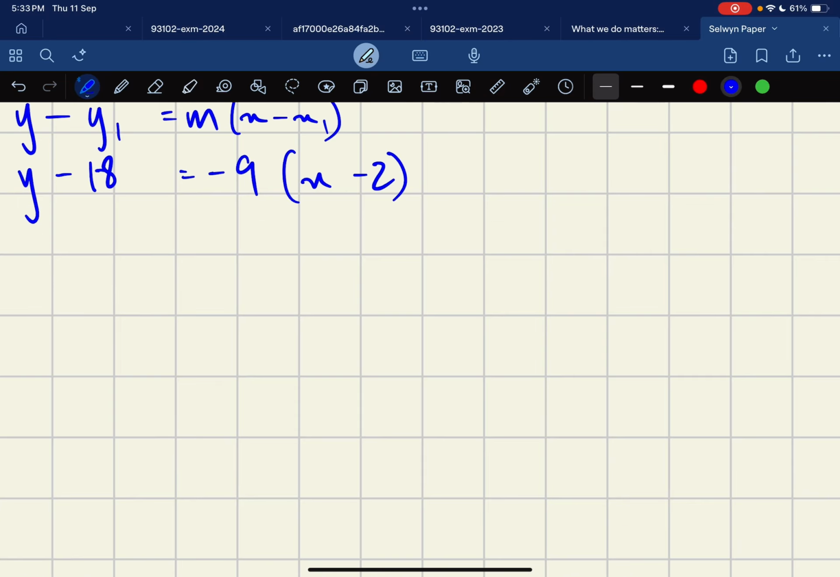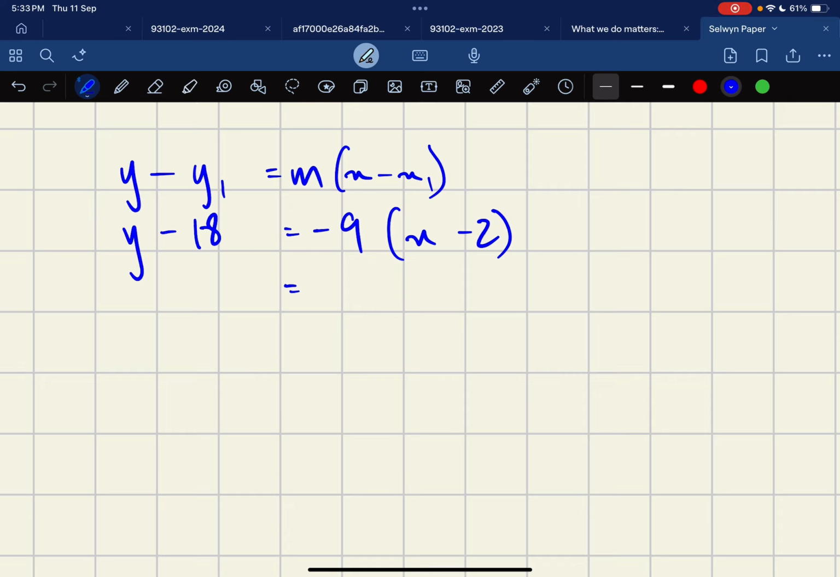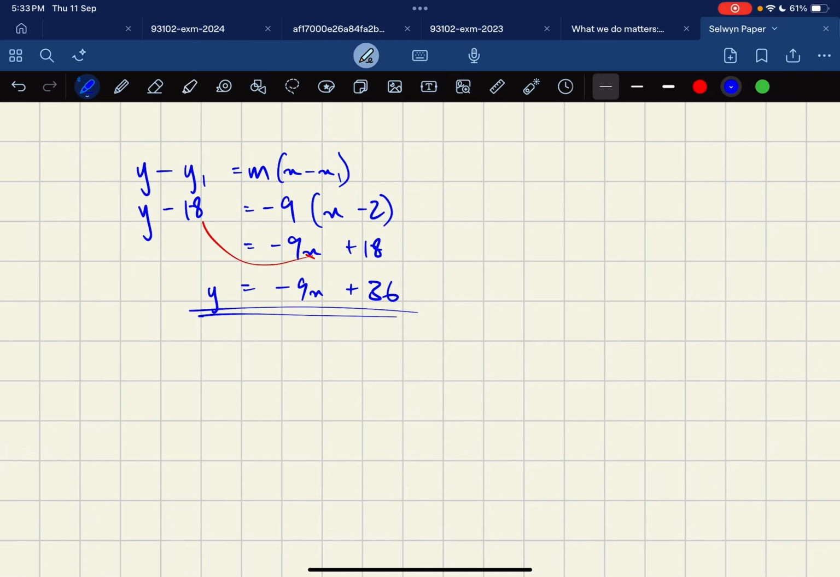Yep, it was 2. So then expanding out the right side is negative 9x and then plus 18. And then I can move the negative 18 over to the other side to give us positive 18. So it gives us negative 9x plus 36. And that is my tangent equation.